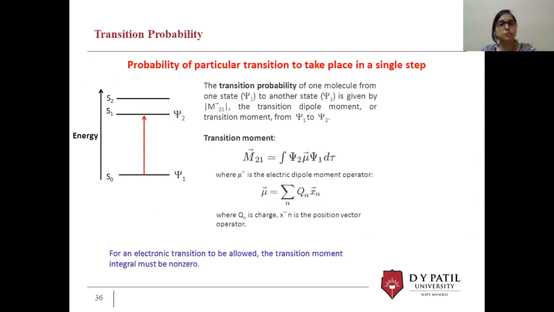Now, what is transition probability? Transition probability is the probability of a particular transition taking place in a single step. Let's consider two wave functions, psi1 and psi2. The transition probability of a molecule jumping from one state, psi1, to another state, psi2, is known as the probability of transition. For an electron transition to be allowed, the transition moment integral must be non-zero. This is the rule for transition probability.